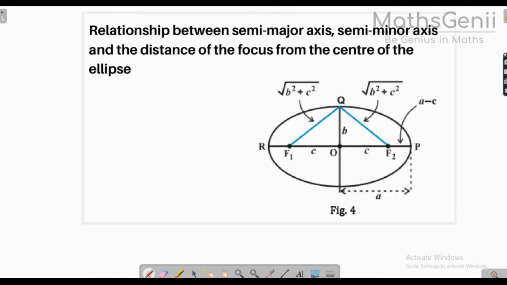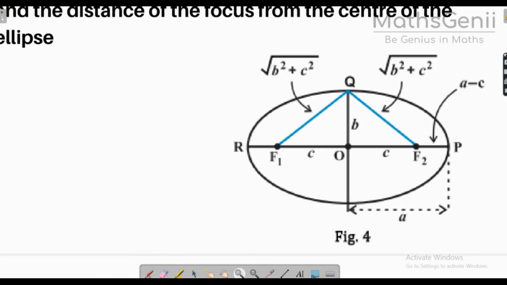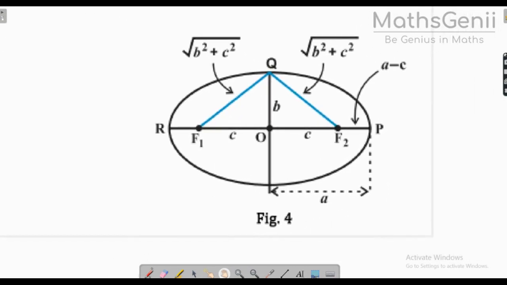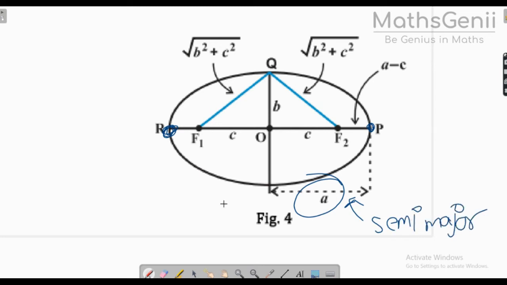Understood? Now let's look at the relationship between the semi-major axis, the semi-minor axis, and the distance between the foci and center. What is semi-major? What is semi-minor? Just big terms, it's simple. You have seen what the major axis is. R to P is the major axis. The entire length was 2A, half of it is A. So this is the semi-major axis. Again, this B, Q to D. So Q to O and O to D, this is the semi-minor axis. And then the distance between the center and the foci.